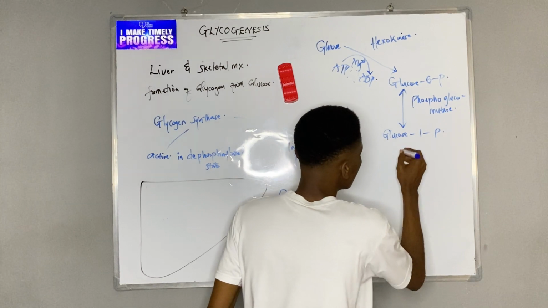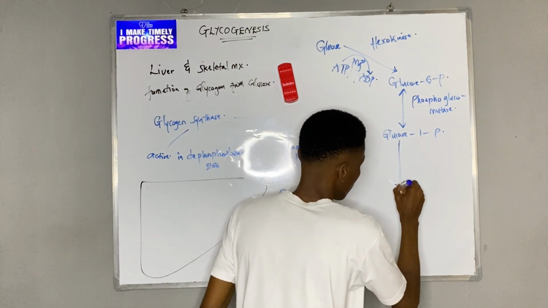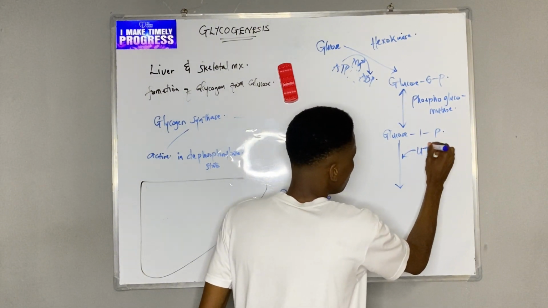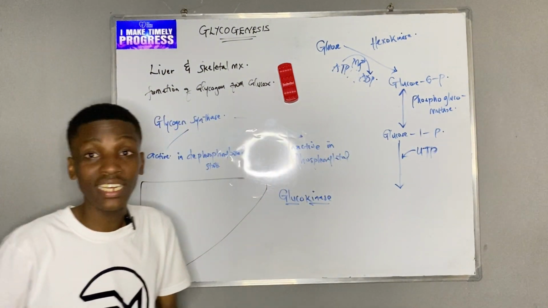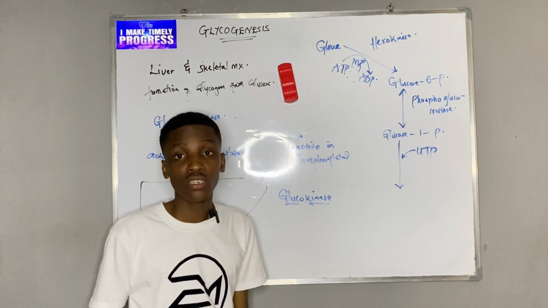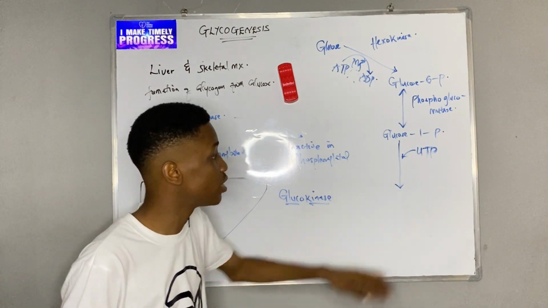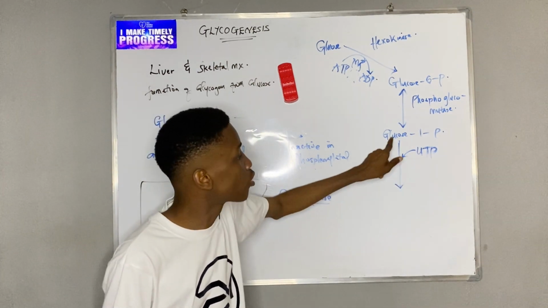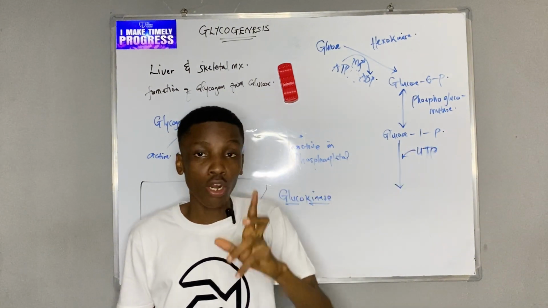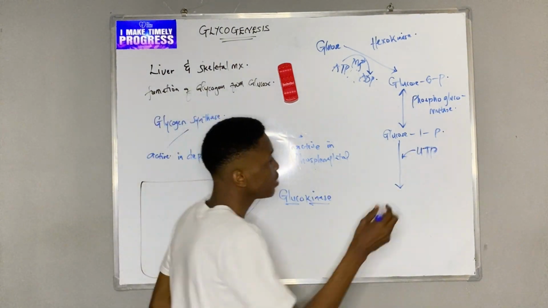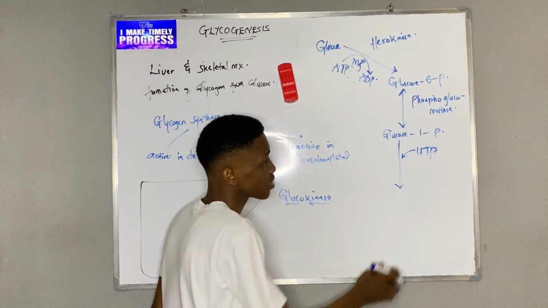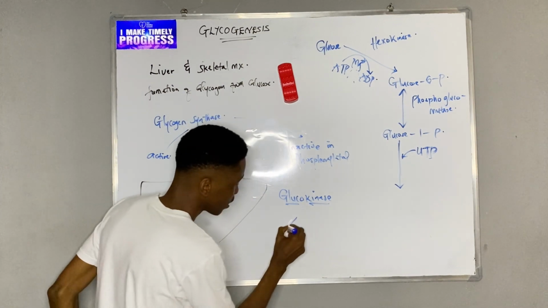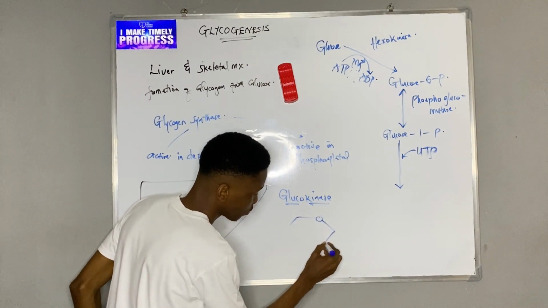From here, glucose 1-phosphate reacts with UTP. So now you see UTP. UTP is called uridine triphosphate. So uridine. So now UTP right here has 3 phosphates. Glucose 1-phosphate has how many? 1. So what happens here is that UTP will donate 1 phosphate to this guy. It will break the bond. So let me draw quickly a structure that looks like this is the glucose structure.